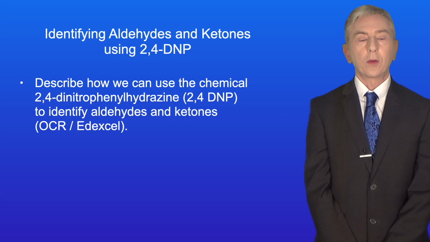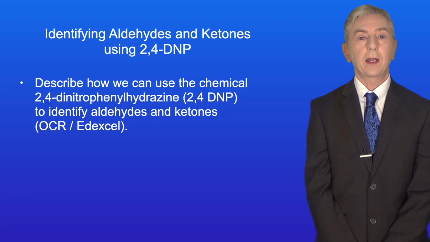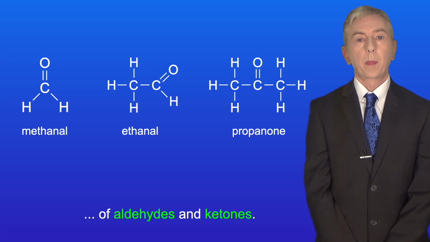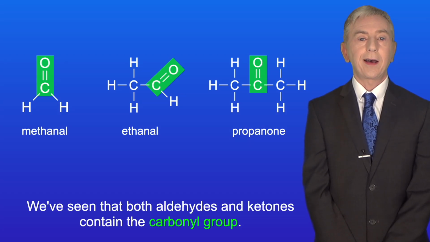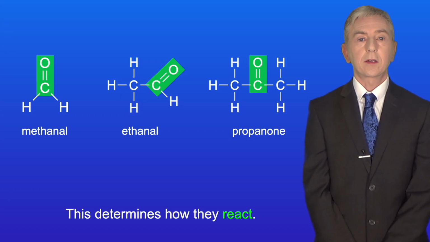By the end of this video, you should be able to describe how we can use the chemical 2,4-dinitrophenylhydrazine to identify aldehydes and ketones. Over the last few videos, we've been looking at the reactions of aldehydes and ketones. We've seen that both aldehydes and ketones contain the carbonyl group, and this determines how they react.